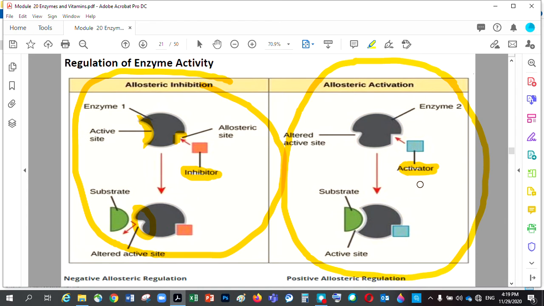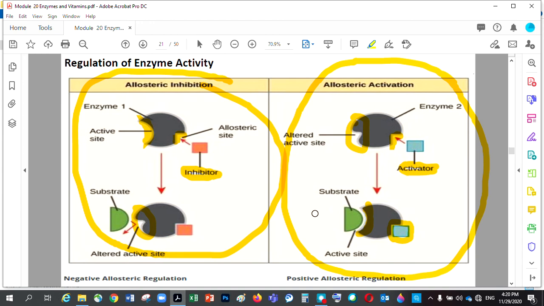Now, we have activators. The activators can be cofactors such as potassium, sodium, magnesium, and calcium ions, correct? Those will come and attach to the allosteric site. Allosteric site is a site that any inhibitor or activator can attach to. Now, the activator will come and alter the active site. See, the active site starts like this. Now, with this activator, the active site is altered and it fits the substrate perfectly. So this is positive allosteric regulation.